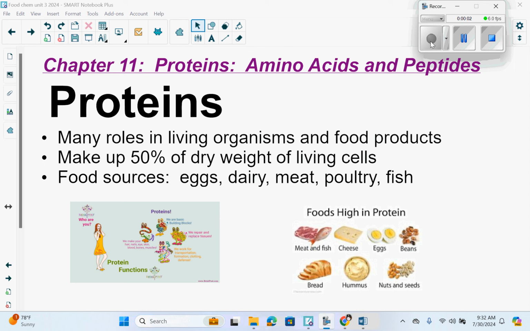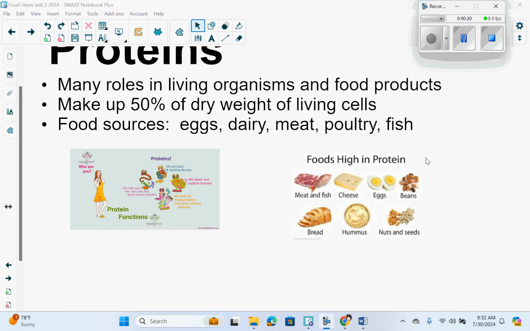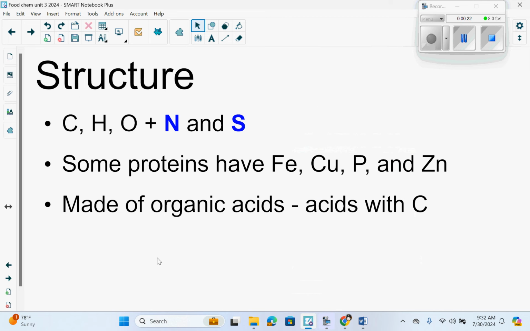This is Food Chemistry Unit 3, Chapter 11, Proteins, Amino Acids, and Peptides. Proteins have many roles in living organisms and food products. They make up 50% of the dry weight of living cells. Some food sources include eggs, dairy, meat, poultry, and fish.